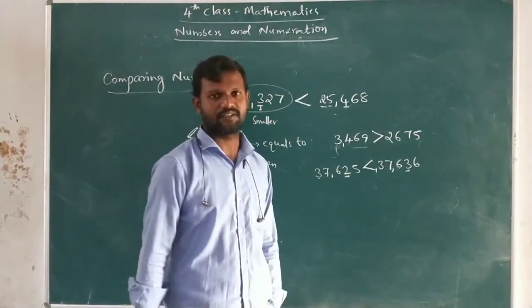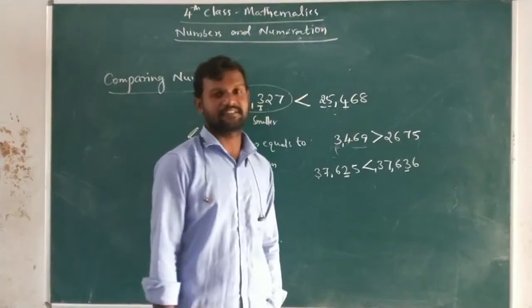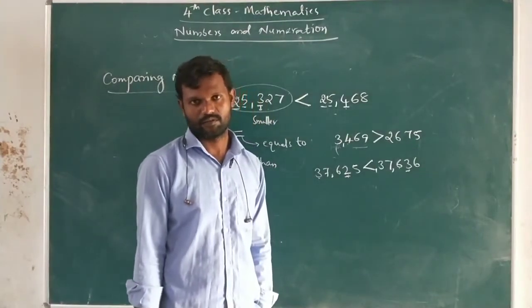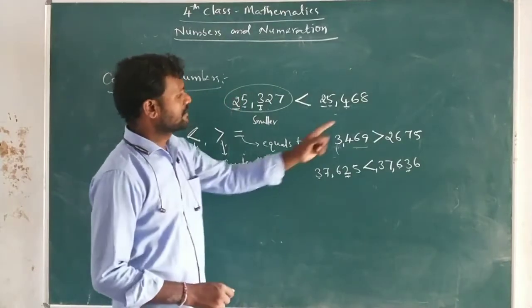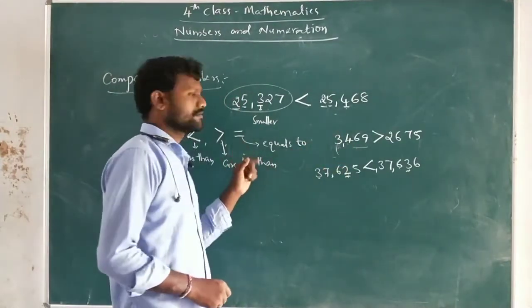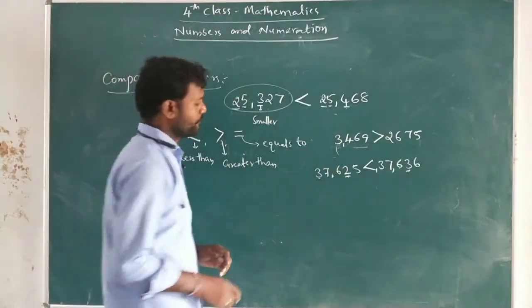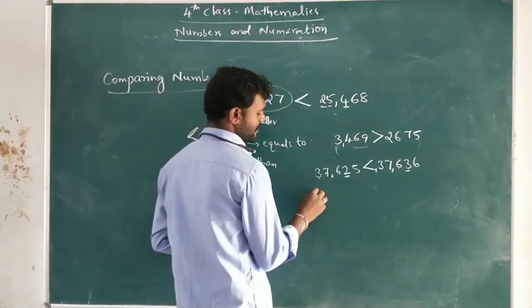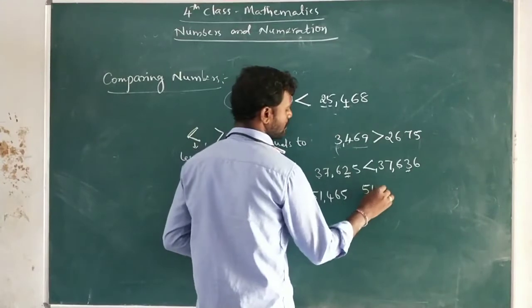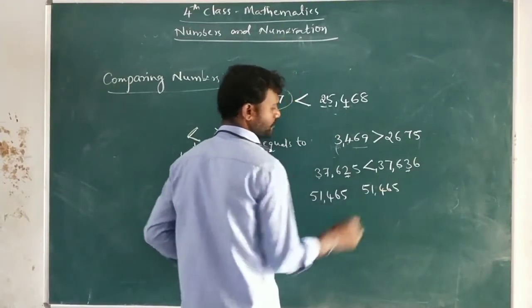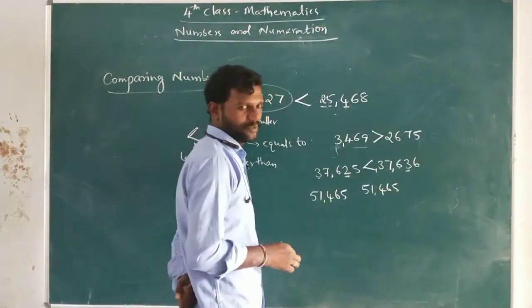37,625 is less than which one? 37,636. Okay, in this way we have to use greater than, less than or equals to. When we use the equals to symbol, I am writing another number, 51,465. 51,465. Observe which is bigger and which is smaller.